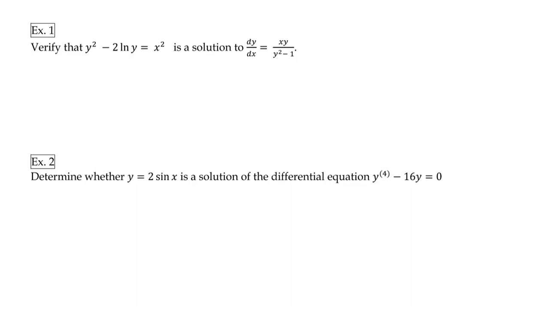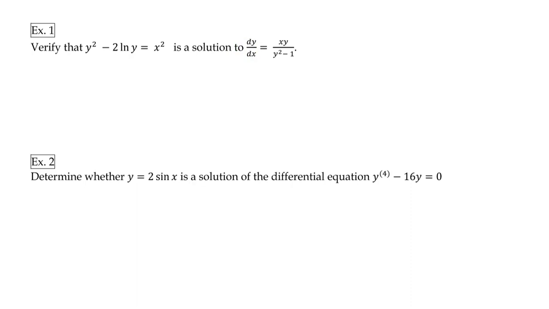So they give us this equation, y squared minus 2 ln y equals x squared, and they're saying verify that that's a solution to this differential equation. Before we've just probably called this the derivative. It's a differential equation. So what we need to do, notice that this has a dy dx in it here. So we're going to apply the operator d dx to both sides, take the derivatives of both sides with respect to x. Okay, let's go ahead and do this.